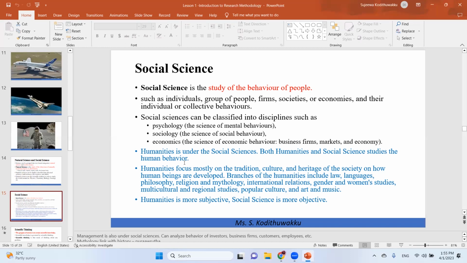Psychology, the science of mental behavior. If you have knowledge about psychology, then you can select a topic based on your knowledge. But remember, it's the science of mental behavior. Then definitely it is linked with medicine, right? Then sociology, the science of social behavior. If you want to conduct research on customer behavior, it's linked with social behavior, sociology, plus management, right? Economics, the science of economic behavior, business firms, markets, and economy. So those are the sub-pillars of social science.